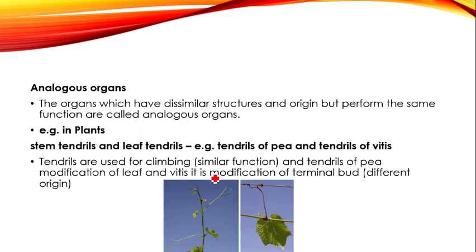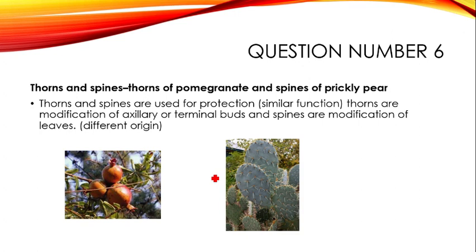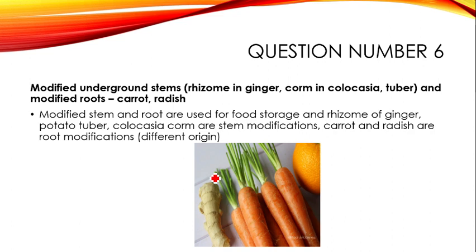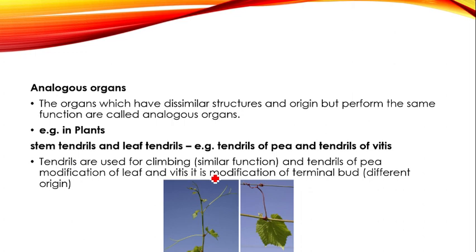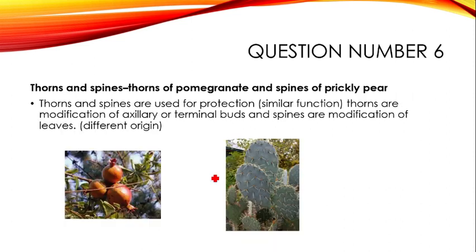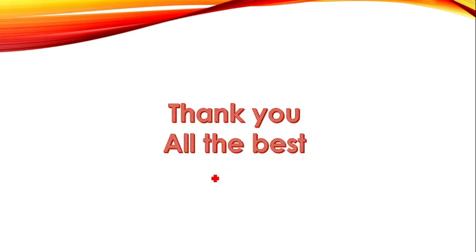Then after that, analogous organs also they may give. Examples are stem tendrils and leaf tendrils, thorns and spines, modification of root and modification of stem, then phylloclade, cladode and leaves. Here, the definition of analogous organs: organs which have dissimilar structure or different origin but the same function are called analogous organs. These are all examples of analogous organs.